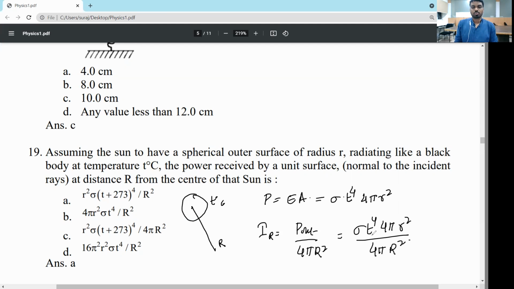Obviously temperature should be in Kelvin. T degrees Celsius is given, it should be converted to Kelvin. And the 4 pi cancels. Option A is correct. Next, question number 20.